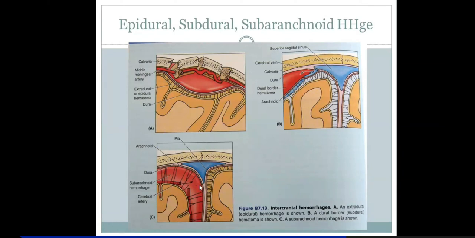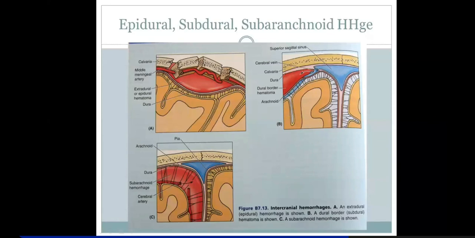So rupture of a cerebral artery will lead to collection of blood in the subarachnoid space. And what does it mean? It means that CSF is completely filled with blood. The CSF in the subarachnoid space gets mixed with blood. You can see the other side. Here it is normal, right? And it becomes dilated. The subarachnoid space will become dilated.